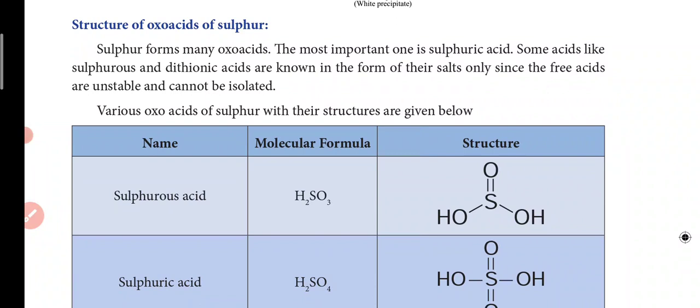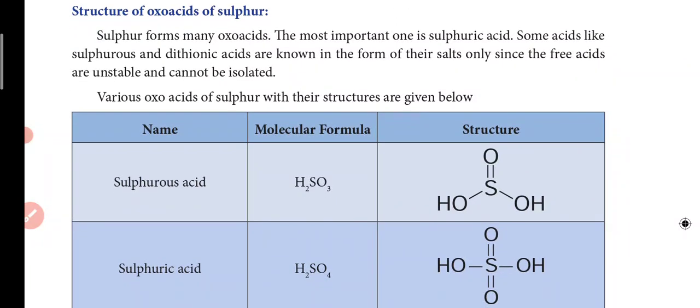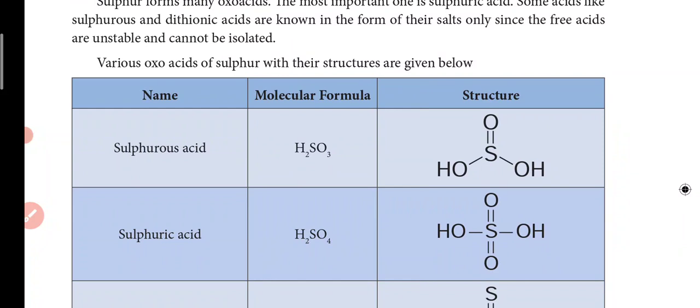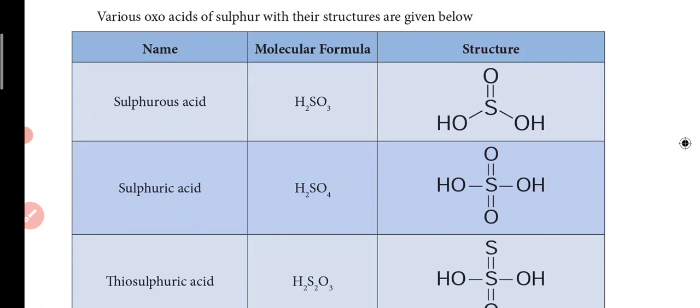Some acids like sulfurous and dithionic acid are known in the form of their salts only, since the free acids are unstable and they cannot be isolated. So few of them are known only in their salt forms. They will not be stable in their own form, so only the salt exists. So various oxo acids of sulfur with their structures are given.